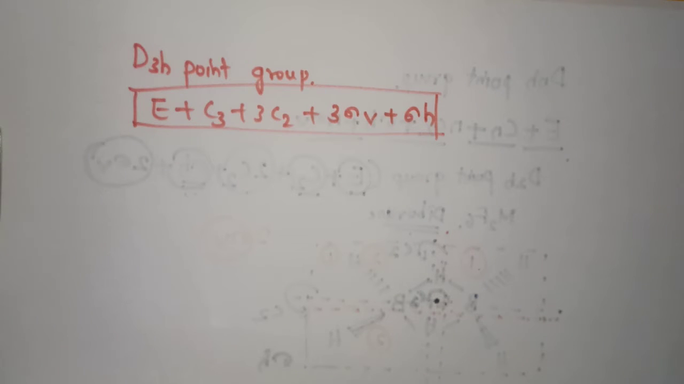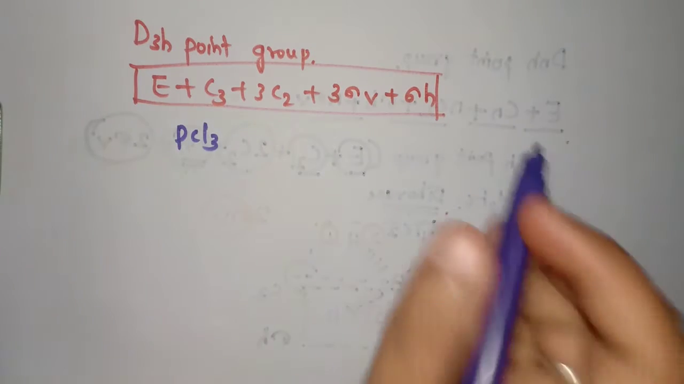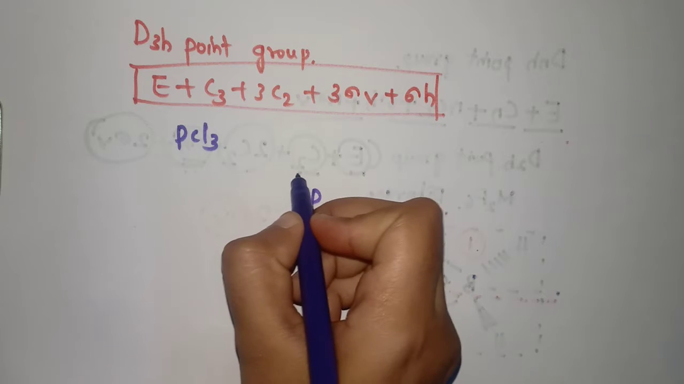Now let's take the example. A simple example, that is PCl3. PCl3 has the structure like this.